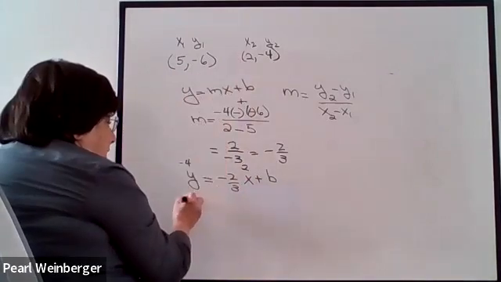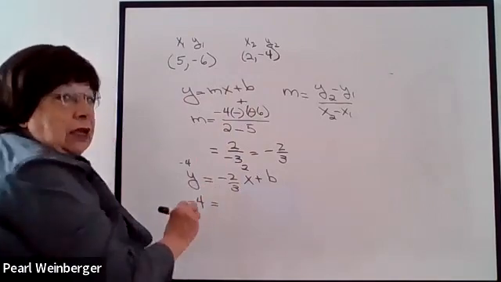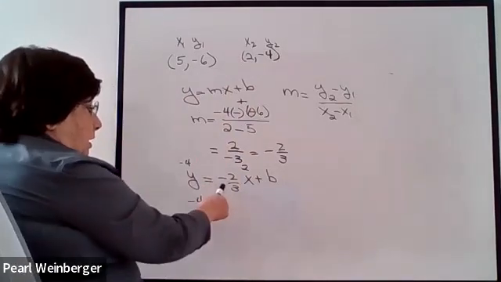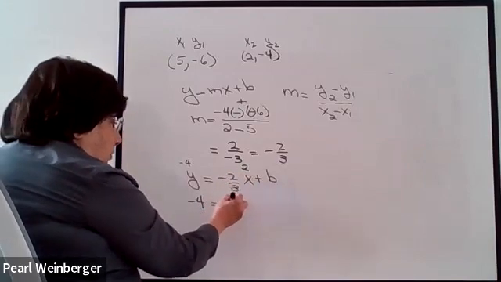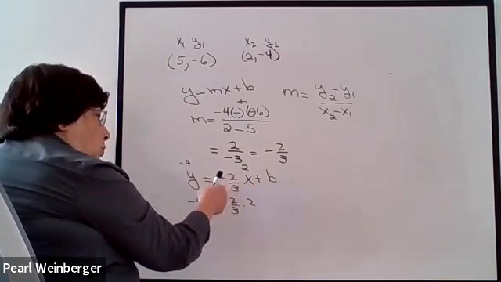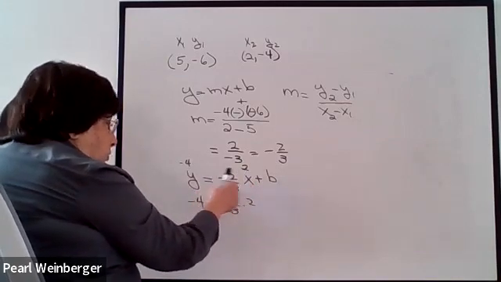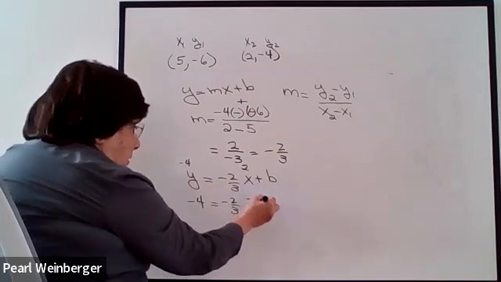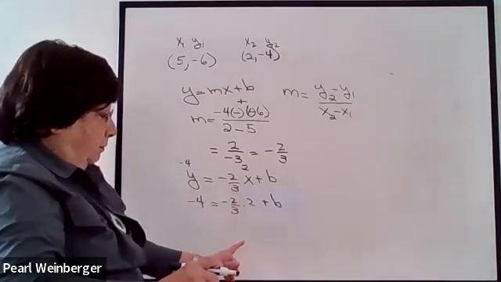Okay, let's see what we have here. So we have -4 equals -2/3 times 2. I'm just going to write that, because remember, when you have a coefficient and a variable, it means you're multiplying them. And the one thing we don't know is the b.